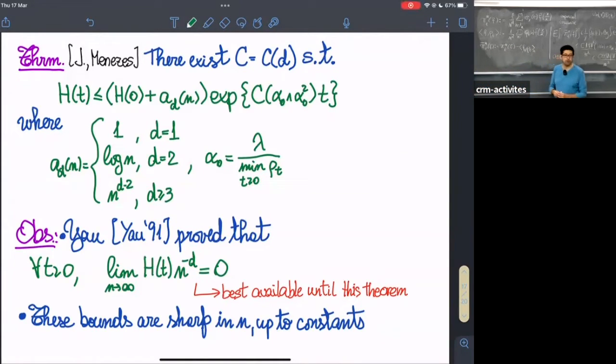With no rate of convergence there. So that was the best result, the best available result. So we went from little o of n^d to big O of n^{d-2}. So it's a really big improvement.